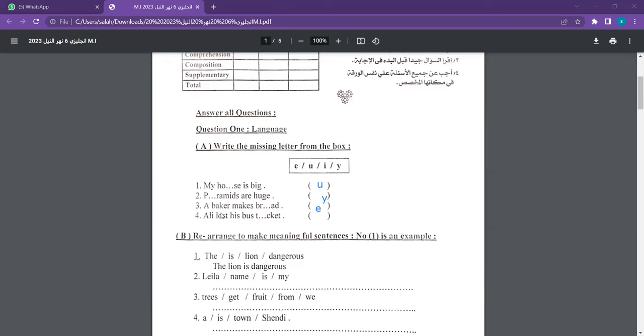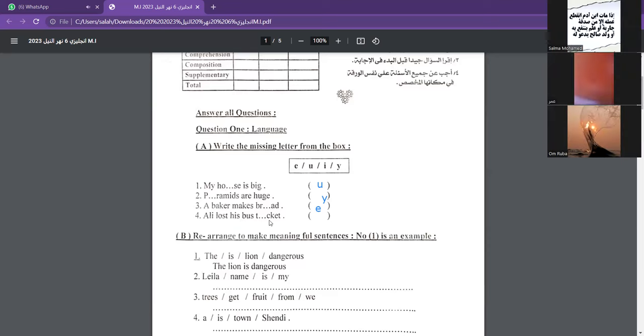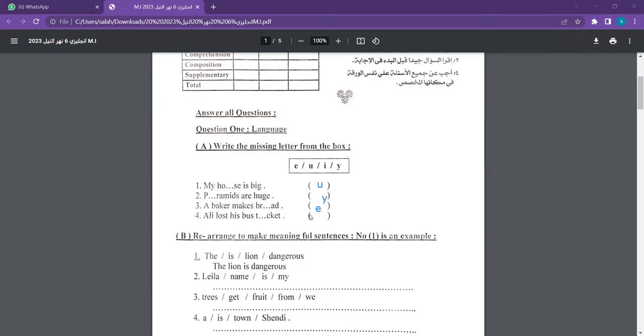Yes, Ruba. Now, Ali lost his bus ticket. Which one I will put here? Which letter? Do you get me now, Ruba? And Omar, do you get me? I. Bus ticket. Which letter I will put? The answer is I. Very good. Yes, I. Good job. Omar, are you here? Yes. We'll put I here to be ticket like this. This is a spelling of it. That means it will be I.